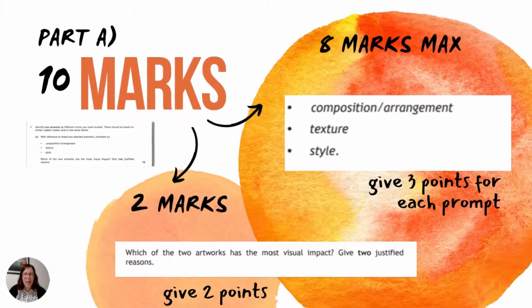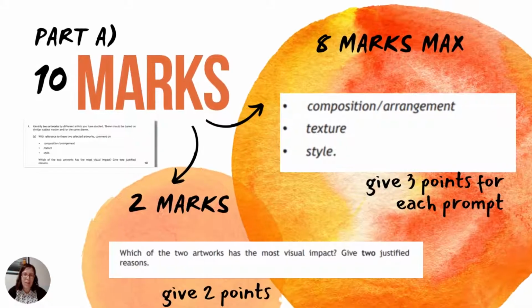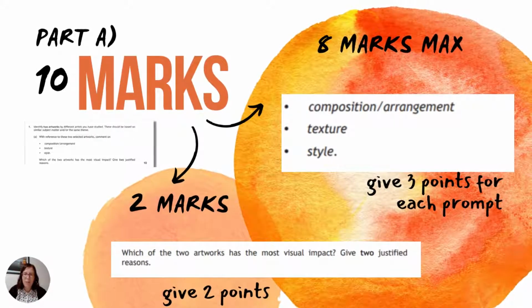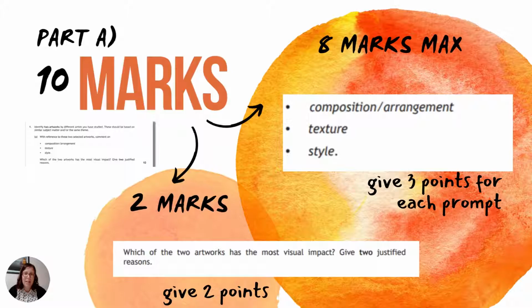So let's break down the part A question. Remember, you can pause this video at any point and take some notes. So part A is worth 10 marks, and we just mentioned there that we have to look at 2 artworks. If we have a look at this, these prompt words here, composition, texture and style, are the things that are going to form the bulk of our answer.